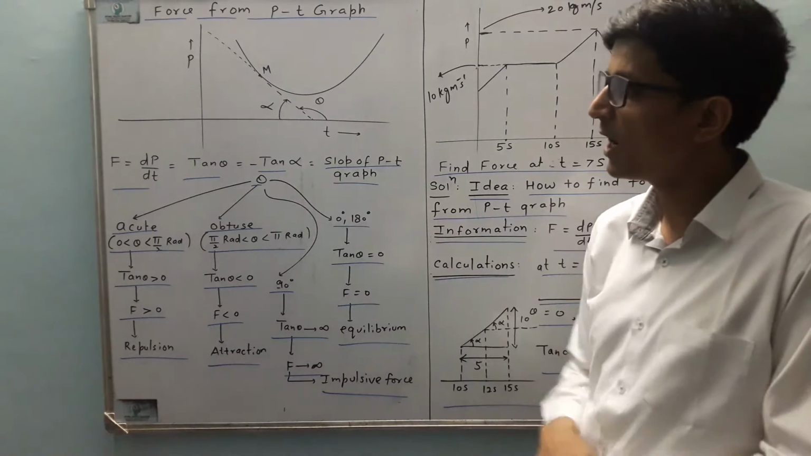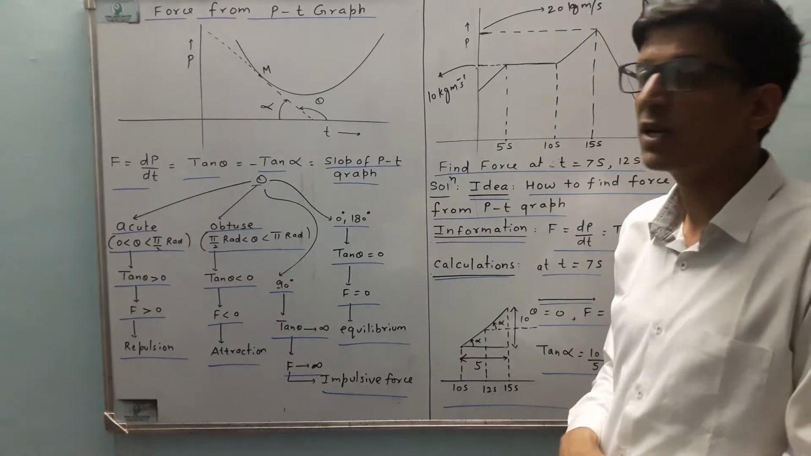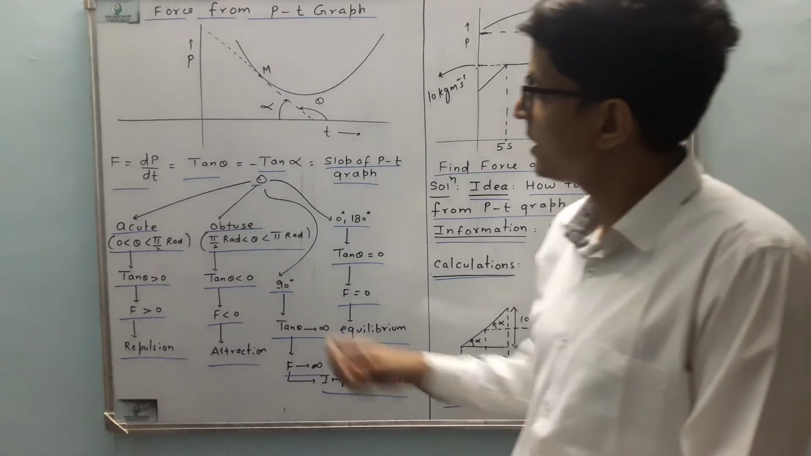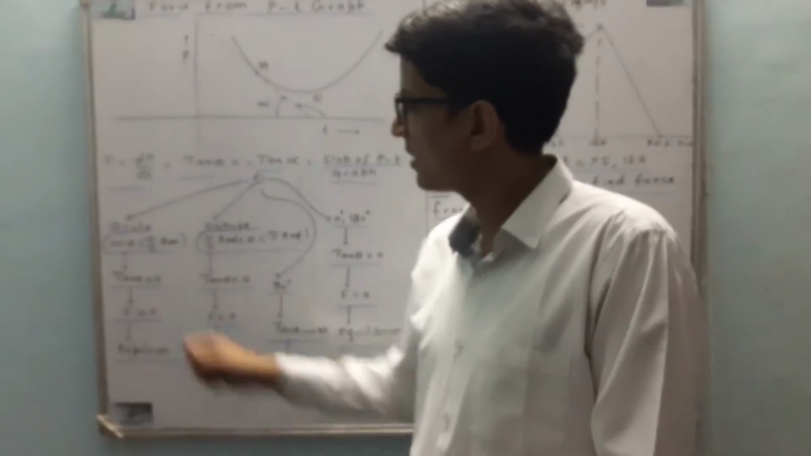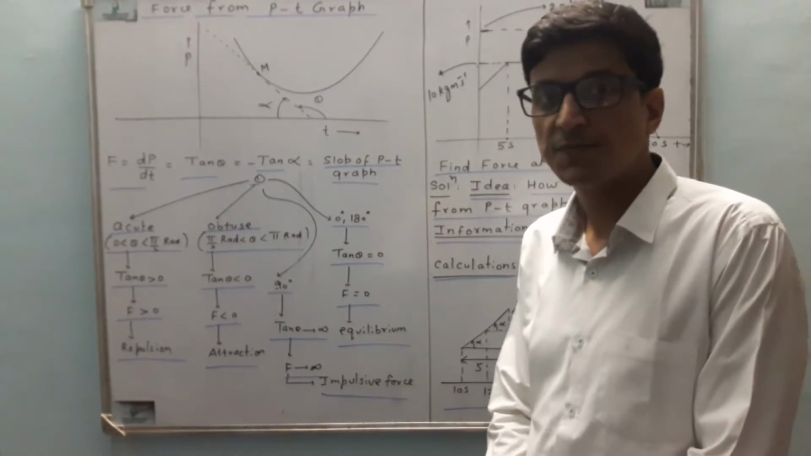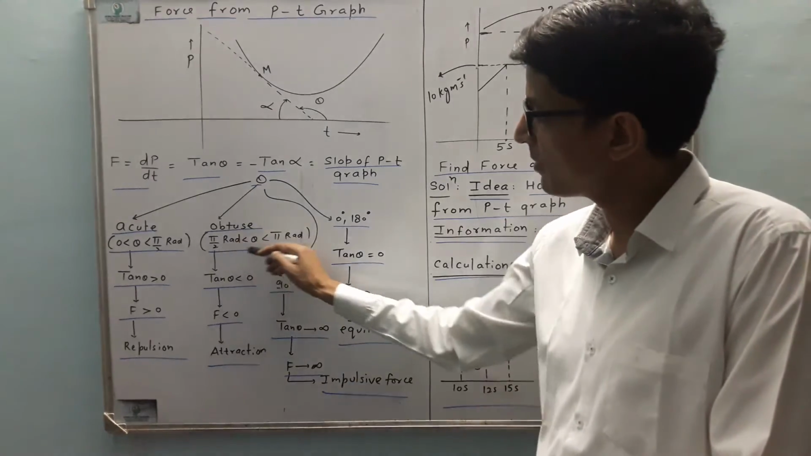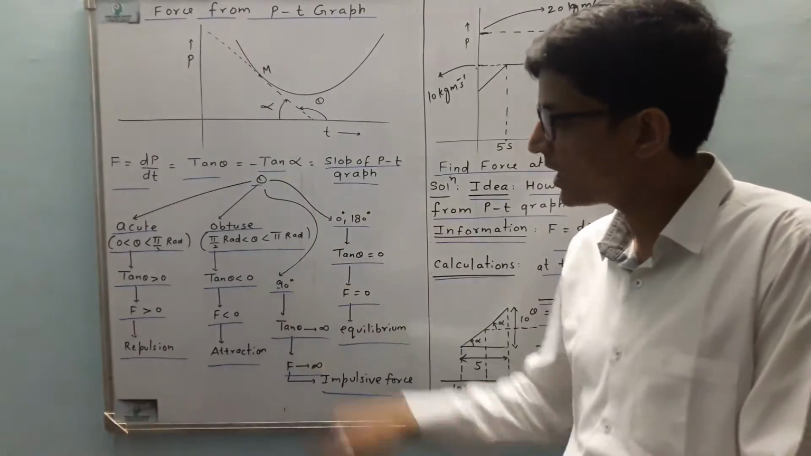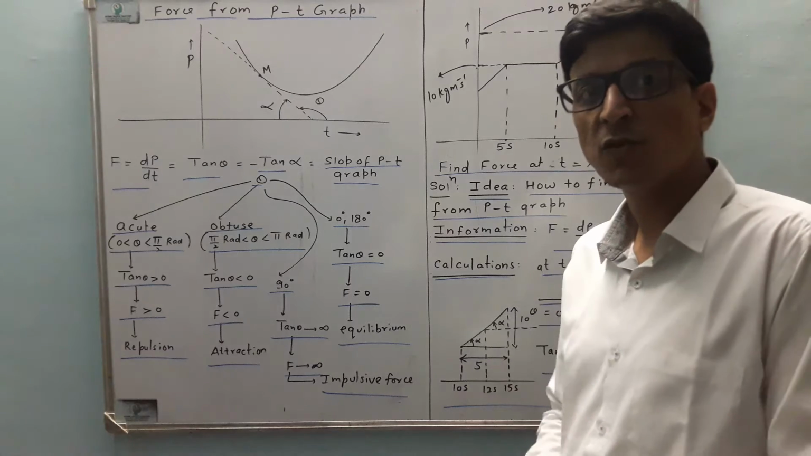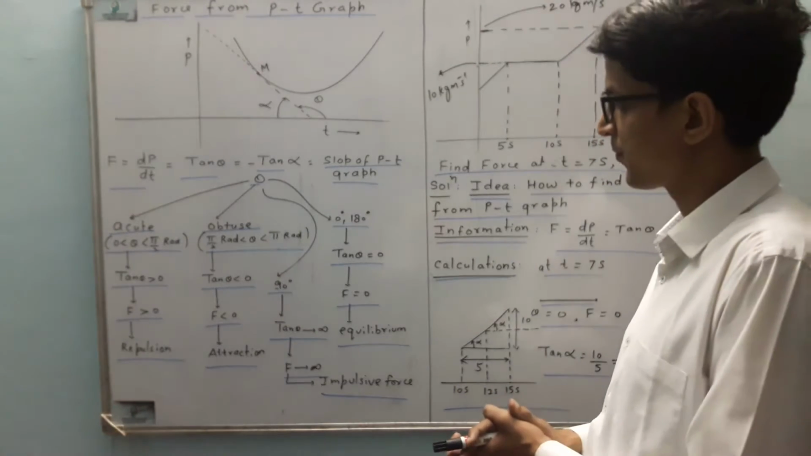Now theta can be acute, obtuse, 0, 180 or 90 degrees. If theta is acute, then tan theta will be positive. That means force will be positive, and positive force means repulsion. If theta is obtuse, that is, it lies between pi by 2 to pi radian, then tan theta will be negative. That means force will be negative, and negative force means attraction.